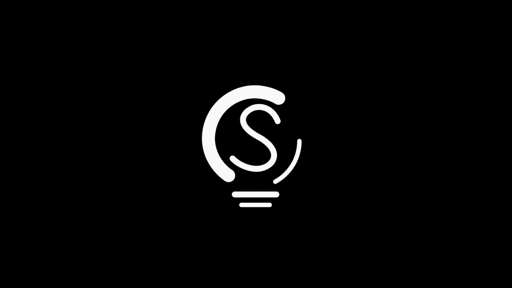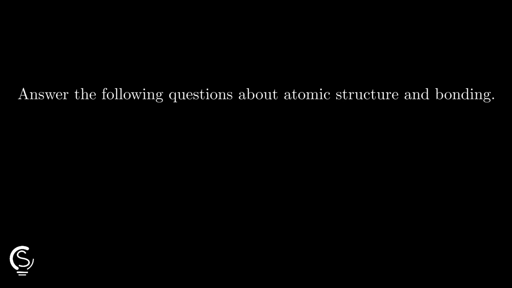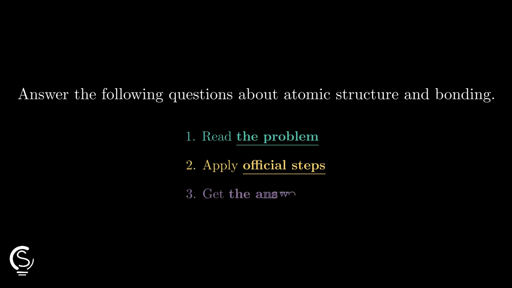Let's level up. A. Krypton ground state electron configuration: 1s² 2s² 2p⁶ 3s² 3p⁶ 4s² 3d¹⁰ 4p⁶.